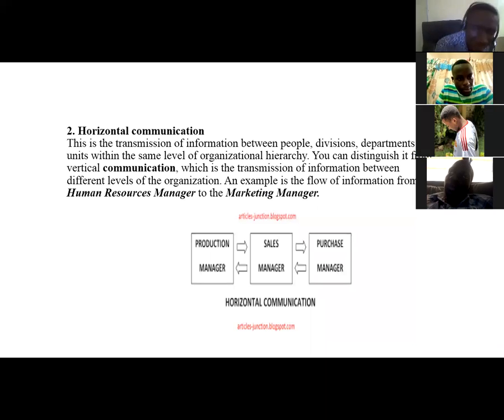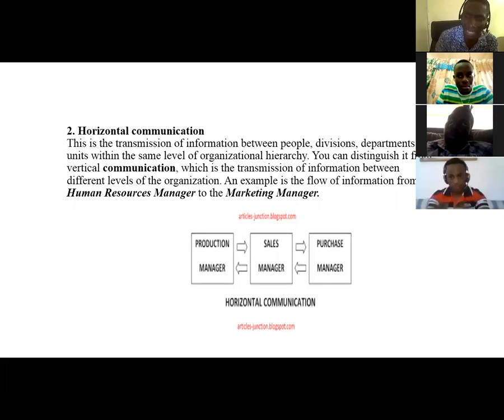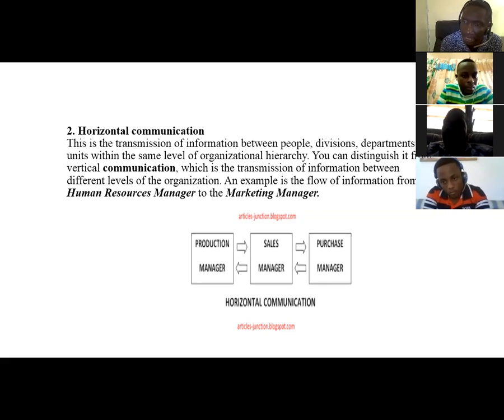We define horizontal channel or communication as a communication flow where information is coming from people, divisions, or departments or units within the same level of the hierarchy. In other words, information flows among people who have the same authority. Now, look at the first one, vertical.